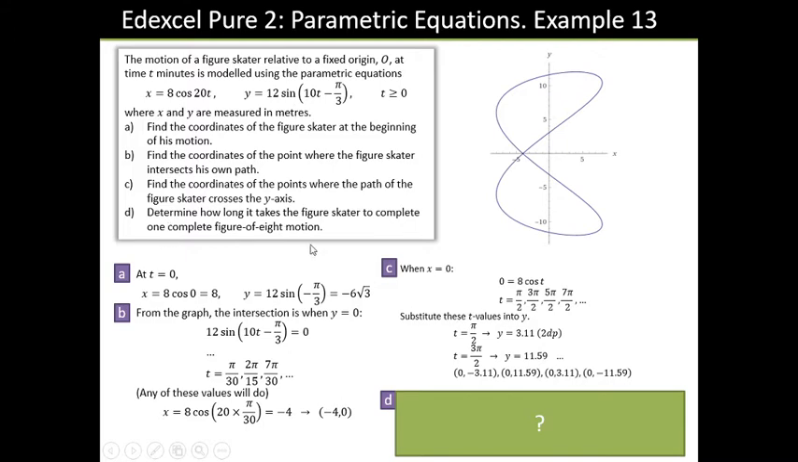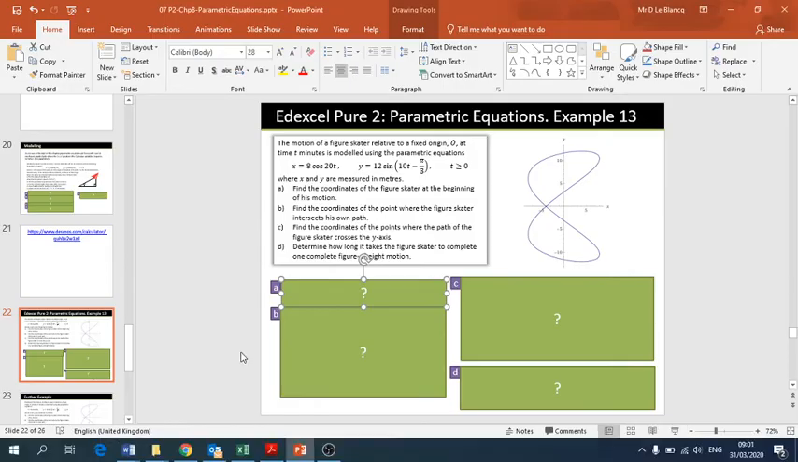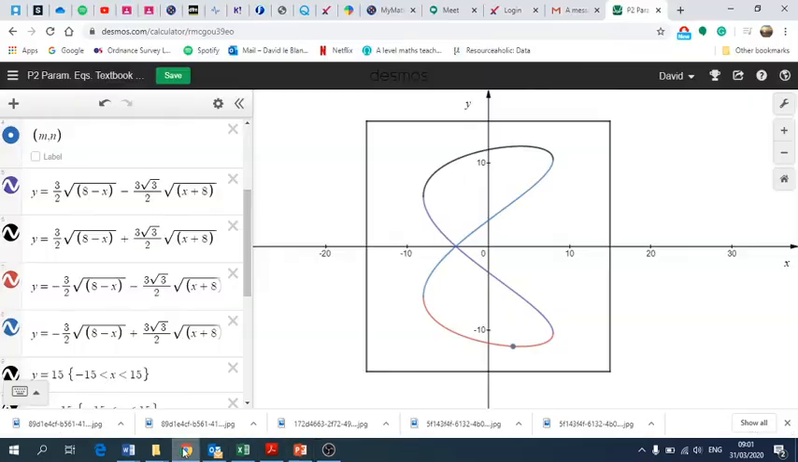And then we're on to the final bit of this problem. Determine how long it takes the figure skater to complete one complete figure of 8 motion. Right, one complete figure of 8 motion. This is the main reason why I chose to make a Desmos visualization of this whole problem.